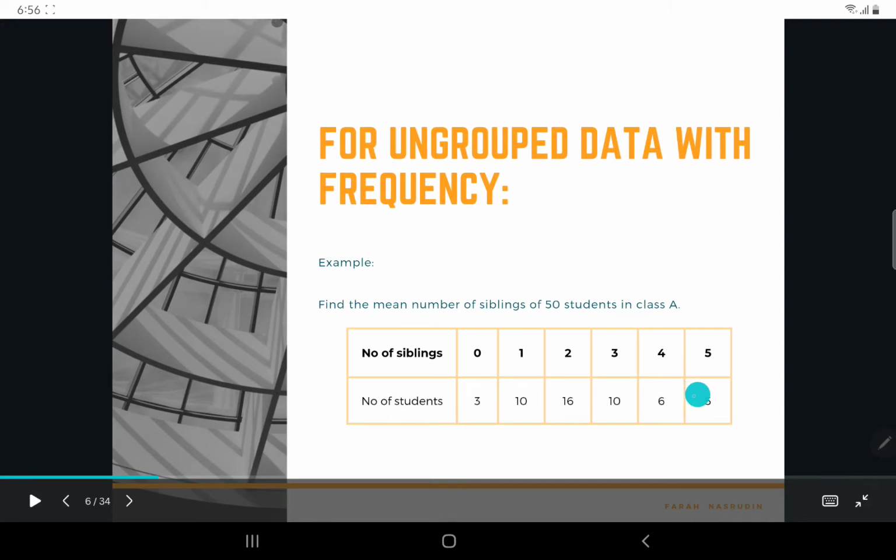Okay, frequency, berapa kali terjadi, how many times it occurs. So maksudnya, having 5 siblings is 5 times. Okay, having 4 siblings, there are 6 times of data. So this is the frequency. So here is the example of ungrouped data with frequency.